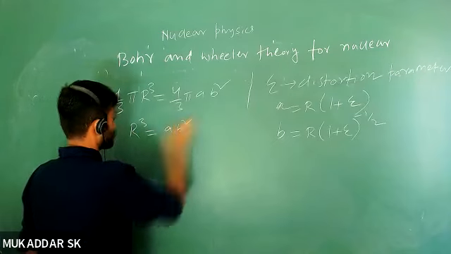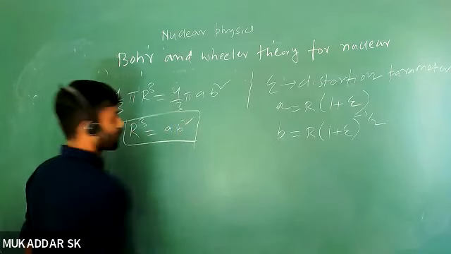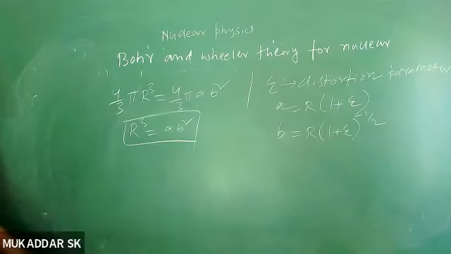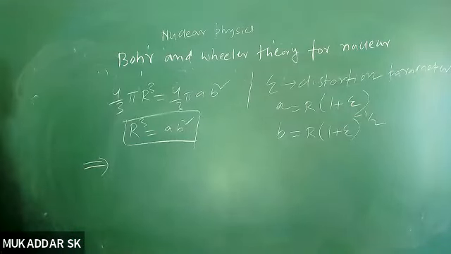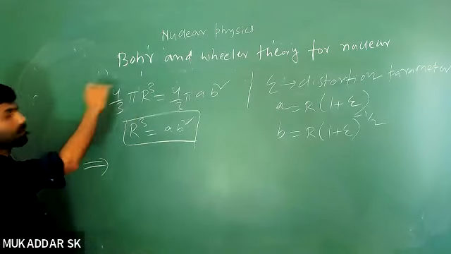AB square, right? Now due to this modification or that distortion, there will be change in surface energy. I'm not deriving this, but surface energy will be modified by a factor of. So when there is a change, sir, in shape.